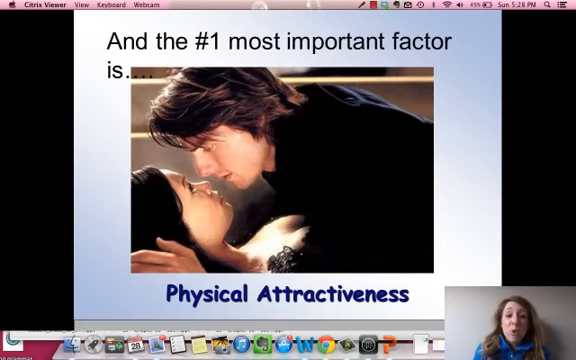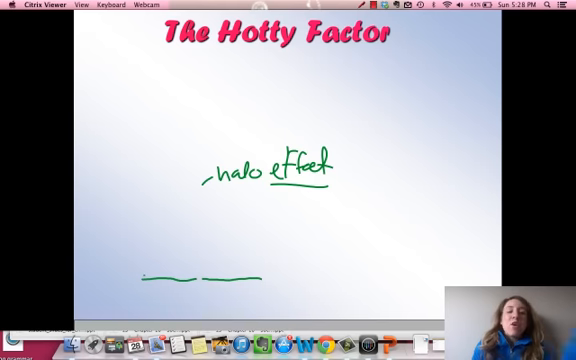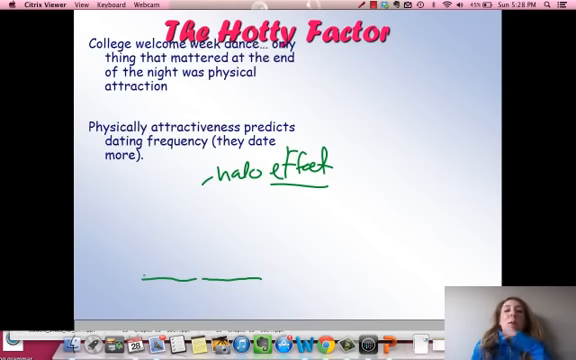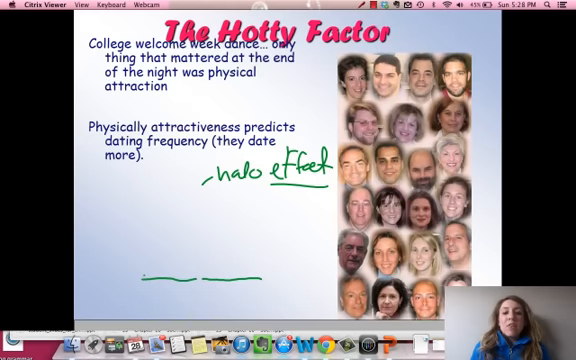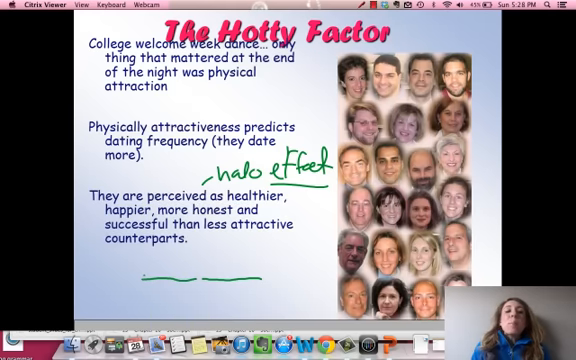Okay, and the number one most important thing is physical attractiveness. And I know you say beauty's in the eye of the beholder, but it's not, right? College welcome week, the only thing that mattered at the end of the night was physical attraction. Even if you were not compatible with that person at all, at the end of that night, it was physical attraction. Physical attraction predicts dating frequency, okay? And people perceived as attractive are seen as healthier, happier, more honest, and successful. So if you're cute, you're seen as healthier, happier, and more honest than less attractive counterparts. And that's actually called, as you see there, the halo effect, right?